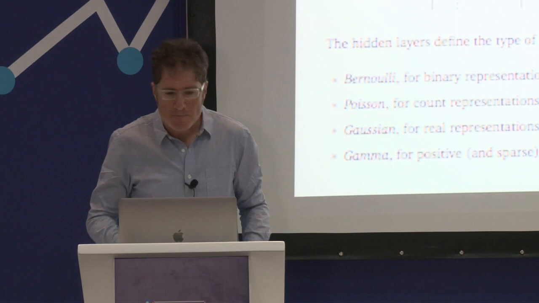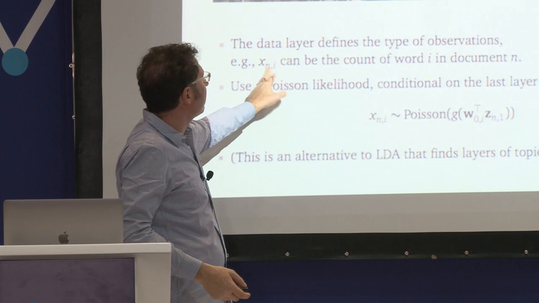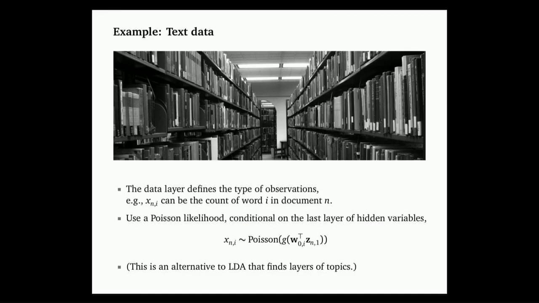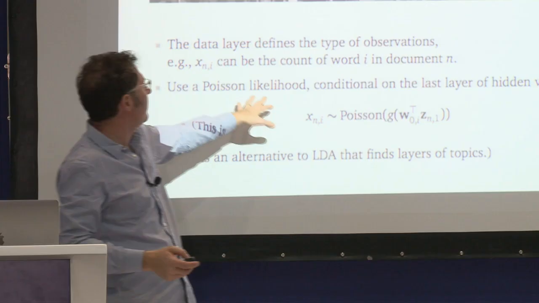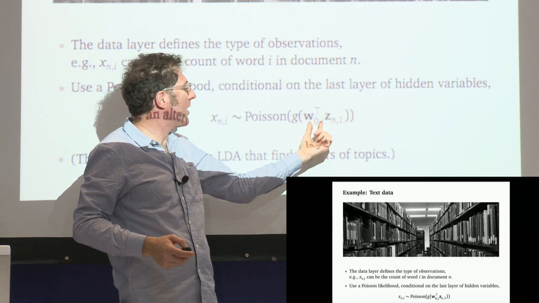All right, at the bottom of the data layer, that defines the type of observations. So for example, we're going to use today, each x_n might be a sparse vector of counts, and x_ni is the count of, say, word i in document n. I talked to someone yesterday about Poisson models of text, and this is a Poisson model of text. Okay? So we might use a Poisson likelihood where x_ni comes from a Poisson distribution whose rate is some nonlinear function, probably exp, of an inner product of the weights and the previous layer of hidden variables.